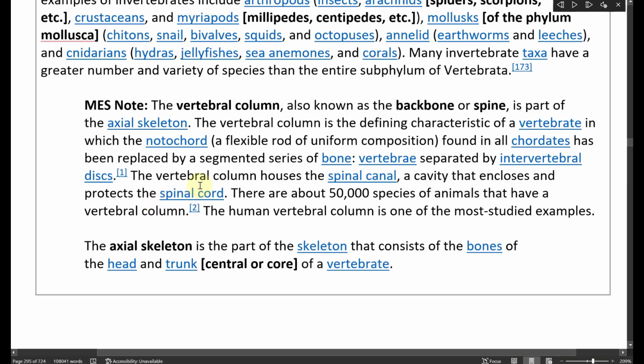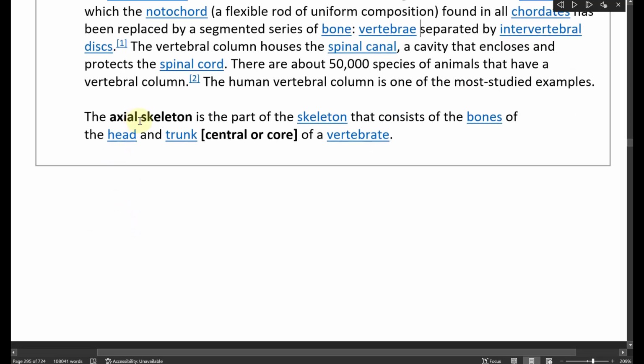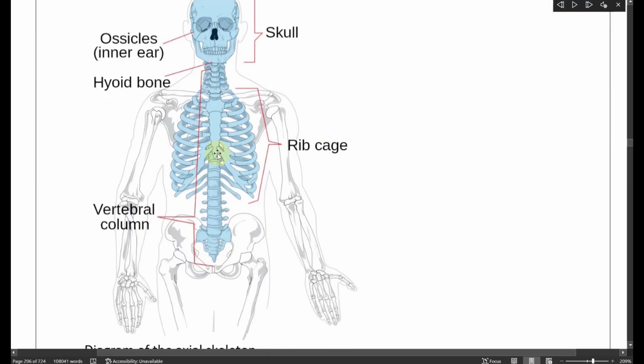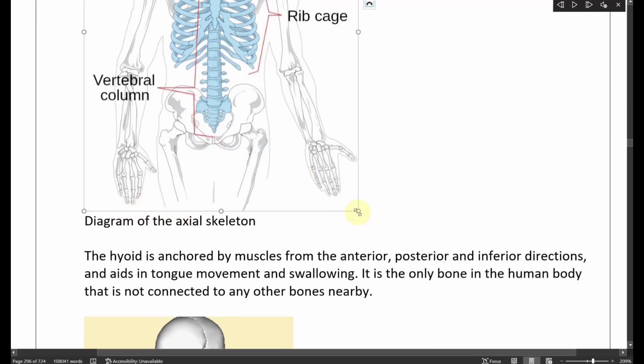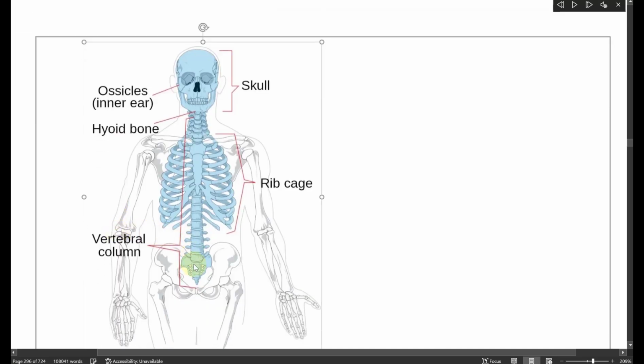Very interesting. There are about 50,000 species of animals that have a vertebral column. The human vertebral column is one of the most studied examples. The axial skeleton is the part of the skeleton that consists of the bones of the head and trunk, or central core of a vertebrate. You can see that over here, a diagram of the axial skeleton along the axis. So you have the vertebral column over here.